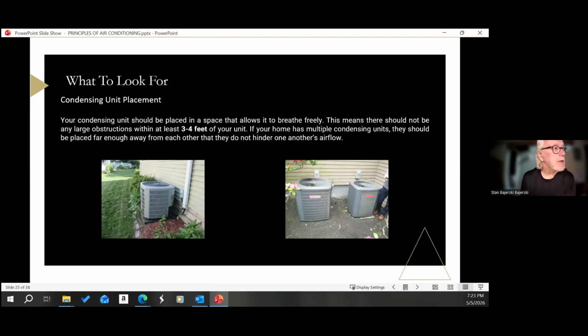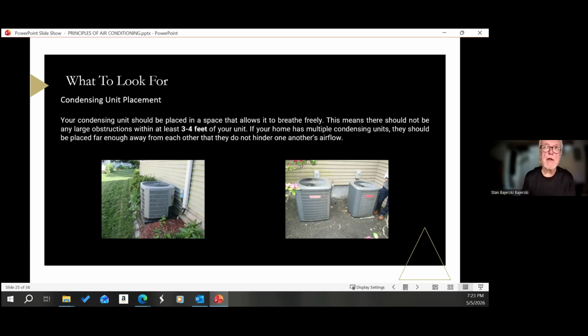Condensing unit placement. So we talked about having to circulate air through the coil to remove the heat from the hot gas. So we need some space. So the typical distance that should be free space around the condensing coil is 3 to 4 feet. Any closer, the system's still going to work, but it'll cut down some of the airflow.